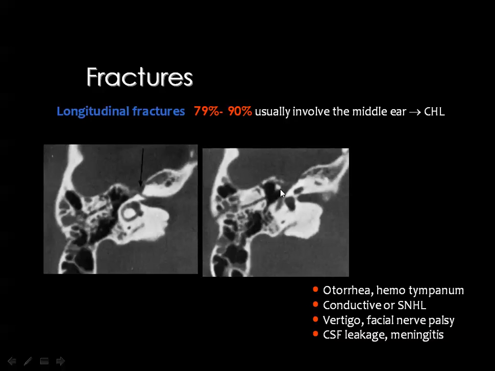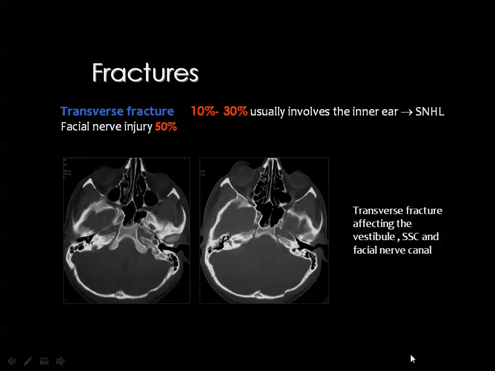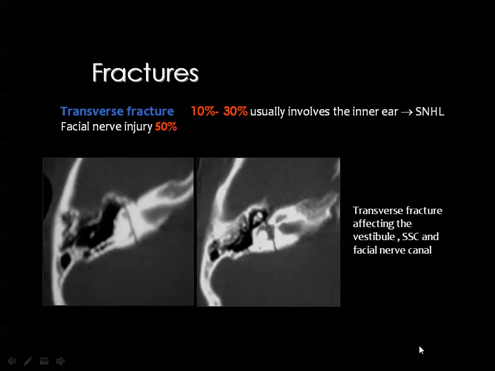And in here you can see this is part of the ice cream cone, which is the ice cream, and you don't see the cone here, which is most likely displaced, and this means that there is complete disruption of the incudomalleal joint. This is the transverse fracture, which is relatively uncommon compared to the longitudinal fracture.